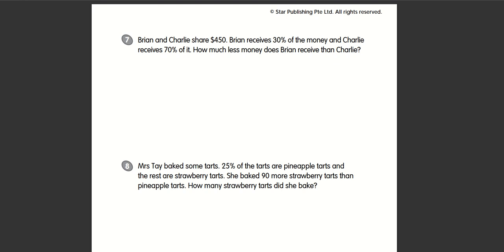In question 7, we have the story, 3 sentences. Let's take a look. Sharing amount of money, Brian and Charlie. Brian and Charlie shared an amount of money, and fortunately the amount of money is given. Here it says Brian receives 30% of the money and Charlie receives 70% of it. Of the money, so we see 30% of the money, that's out of that $450, and Charlie 70% of it also points back to the $450.